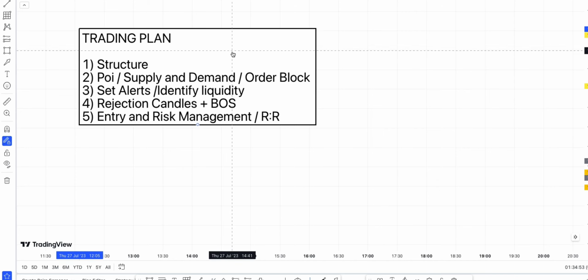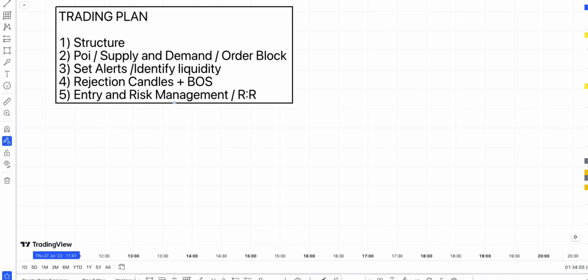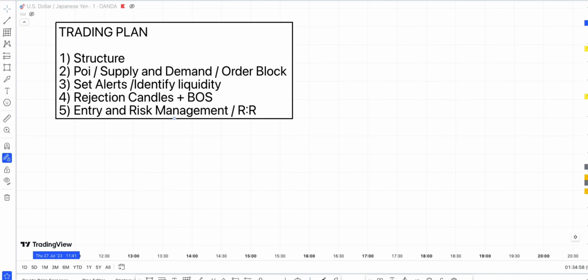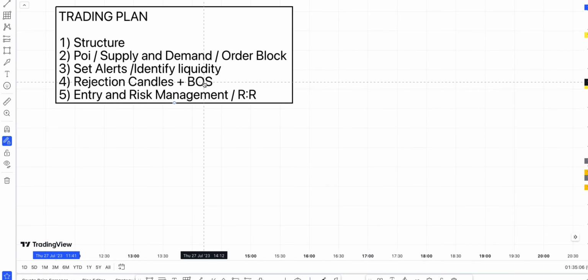Number one is structure. Number two, point of interest, that's what POI stands for: supply and demand, and order block. Number three, set alerts and identify liquidity. Number four, rejection candles plus break of structure, BOS. Number five, entry and risk management, risk to reward.